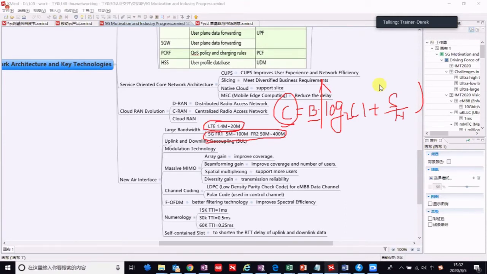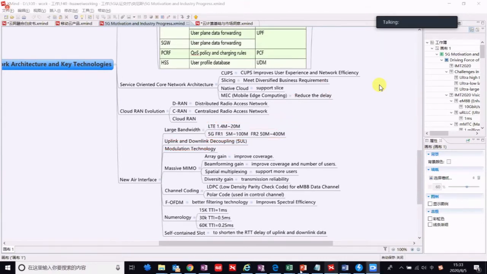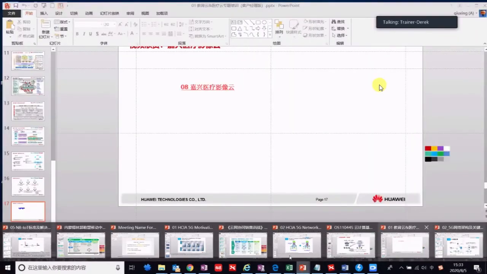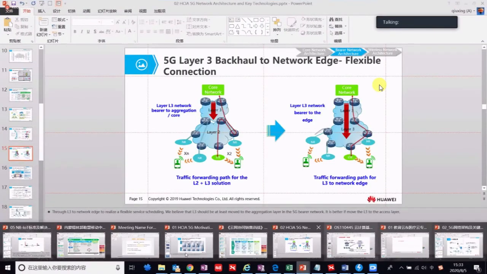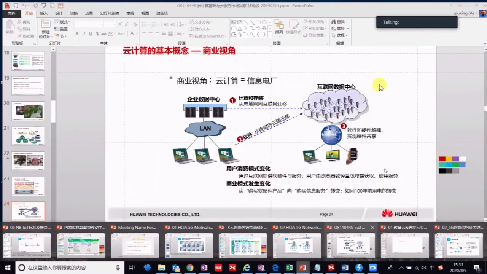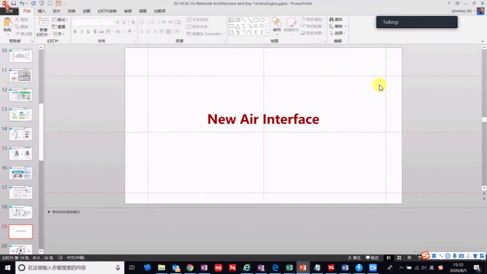And next is the uplink and downlink decoupling. SUL was introduced because of the uplink and downlink frequency imbalance. So for the uplink, maybe we use the low frequency band for uplink coverage. This is what we learned yesterday. Okay, let's continue.